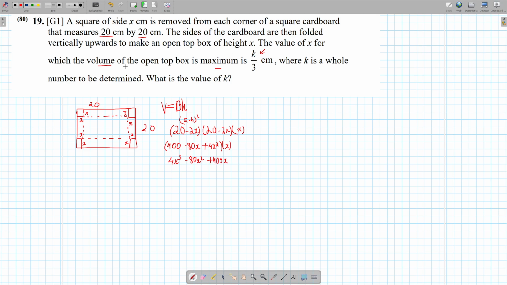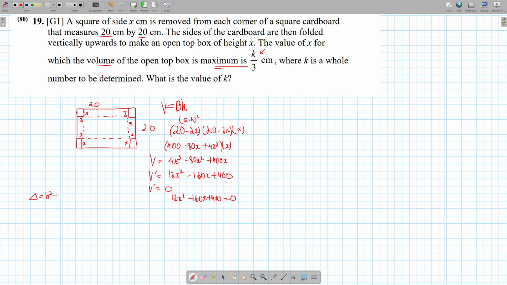Okay, the value of x for which the volume is maximum. So we found our volume. We want to find the maximum. So what do we do? We derive, right? What's our derivative? It's going to become 12x squared minus 160x plus 400. And we know to find the maximum, we equate to 0. But we're going to equate all of this to 0, so you don't have equation mode on your calculator in the exam, so we're gonna use the quadratic formula.